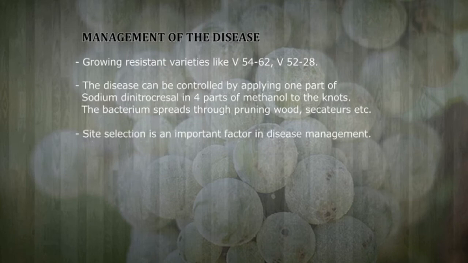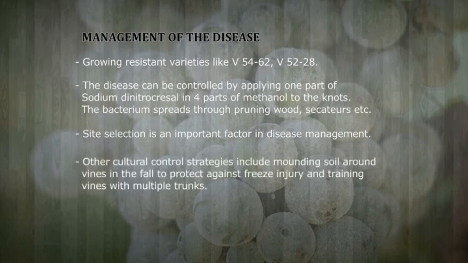Site selection is an important factor in disease management. Other cultural control strategies include mounding soil around vines in the fall to protect against freeze injury and training vines with multiple trunks.